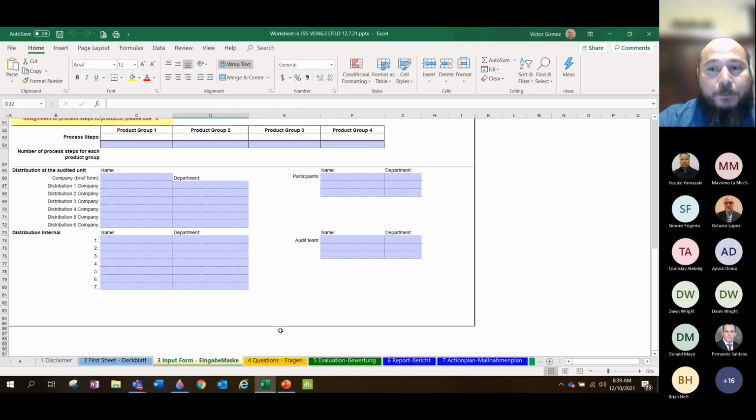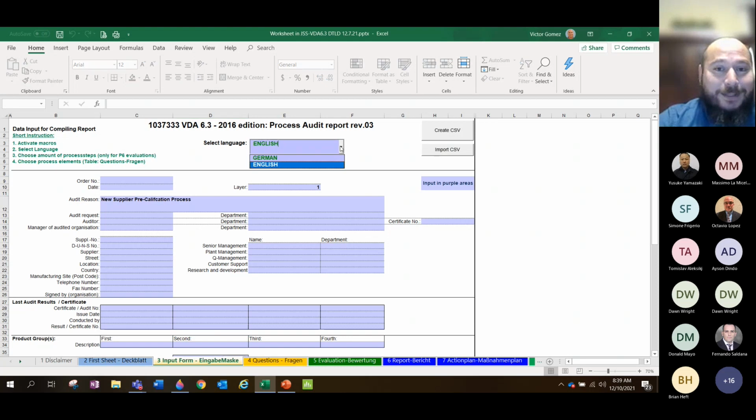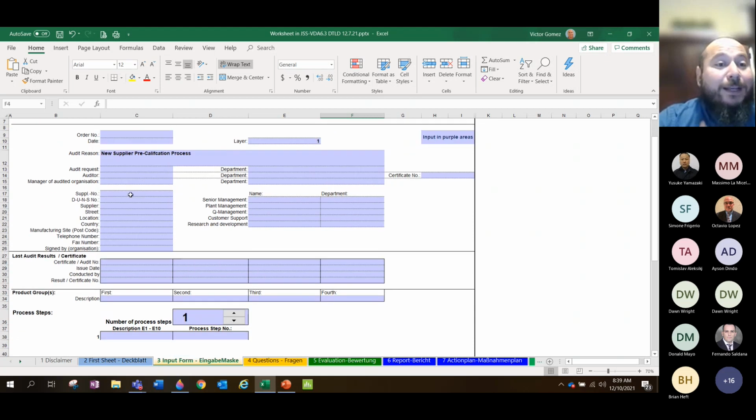Page number 3, it's details from the current audit. From what I just described, a couple of things. We have the option here for, I'm not really sure, I always use it in English. Yeah, English and German. So I think English is going to be good for us. So we will go in additional details. Reason of the audit, additional request.